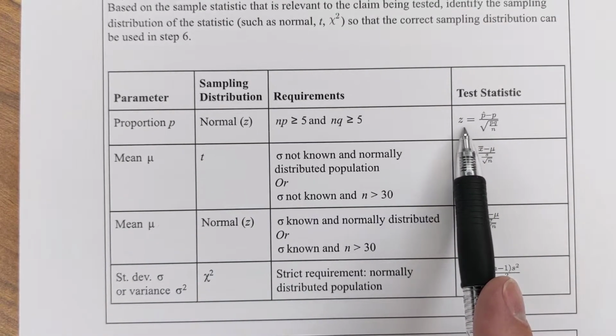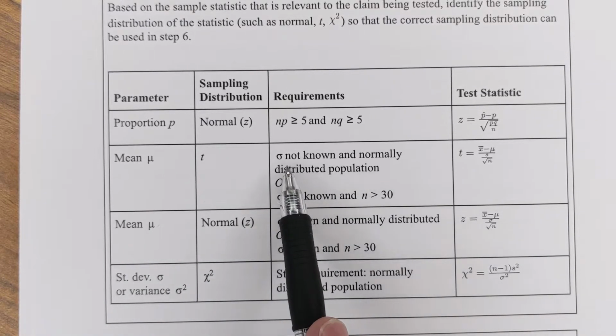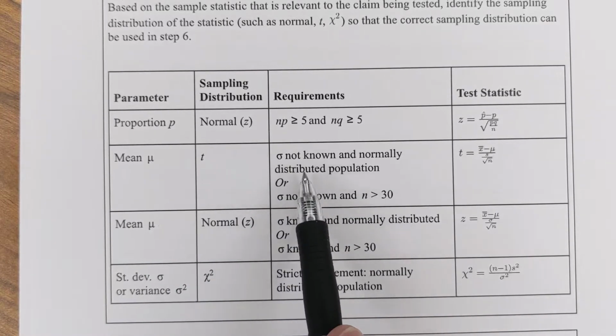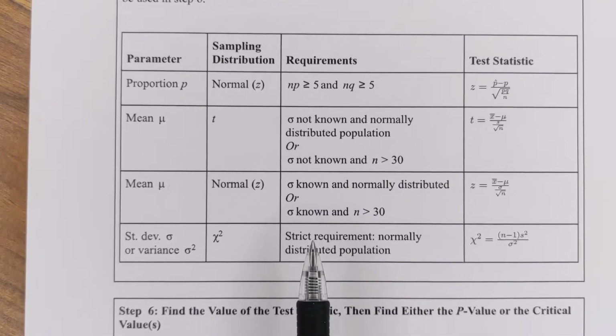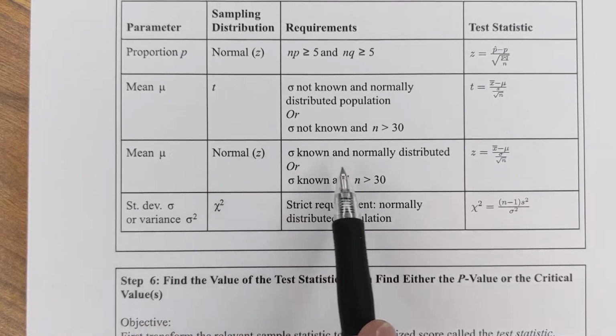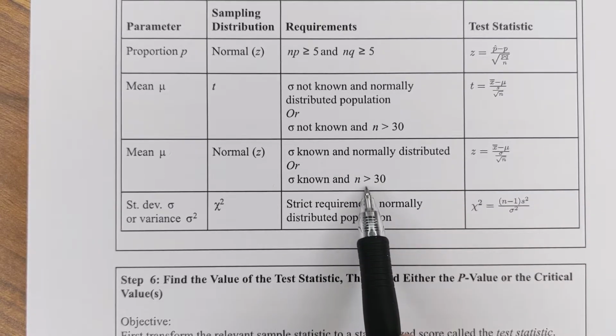Our test statistic is the z-value. If we're going to test the mean, we're going to use t, if sigma is not known and we know it's normally distributed, or sigma is not known and we know they have more than 30 measurements. So there's our t-value. We can test the mean using the normal distribution if we know the standard deviation and it's normally distributed, or we know the standard deviation and we have more than 30 measurements.